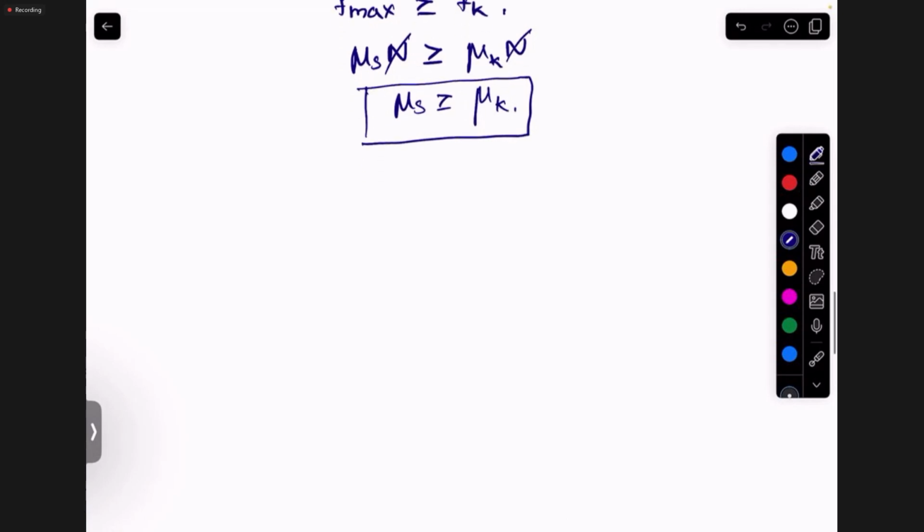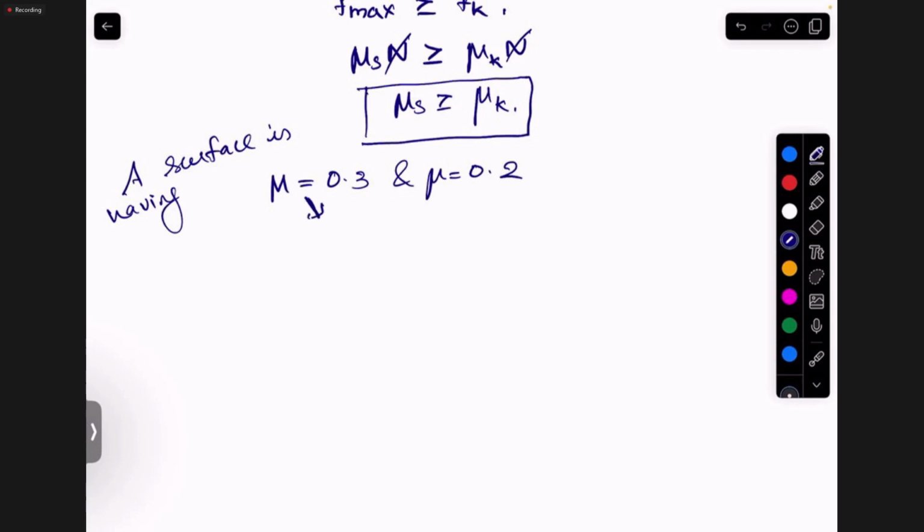Okay. So if I'm saying that a surface has two mu values, one is mu equal to 0.3 and the other mu equal to 0.2, which one is kinetic and which one is static? The static one will be the larger one. So mu equal to 0.3 will be mu s, and mu equal to 0.2 is mu k. That is how you take it.